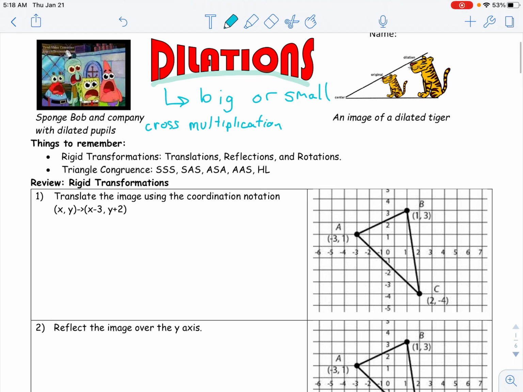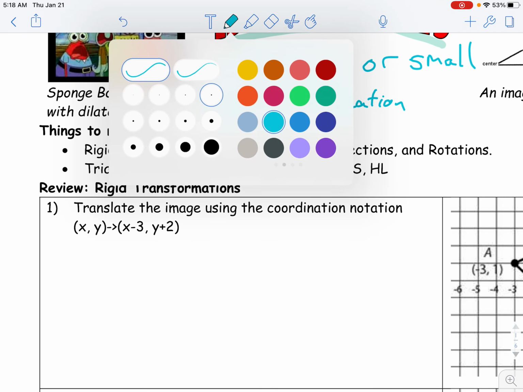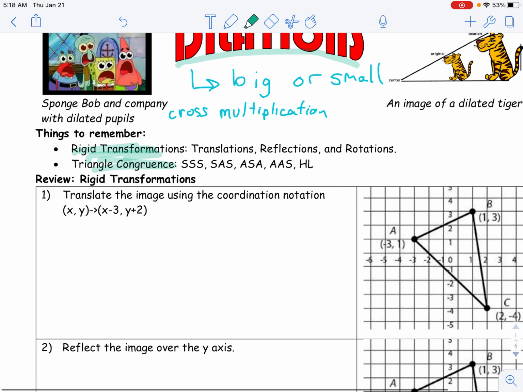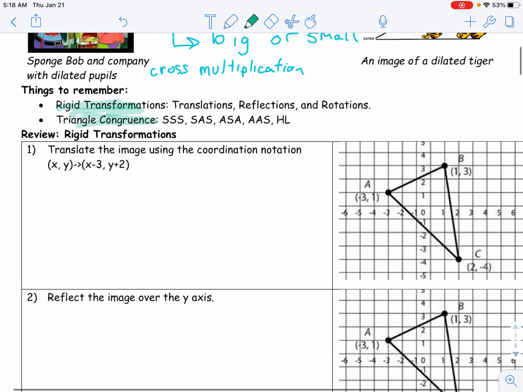Alright, so we're going to be doing dilations, but before we start into the new stuff, let's relate this to stuff we've already been doing. So remember, we had rigid transformations: translations, reflections, rotations. We had triangle congruence: side, side, side, side, angle, side, angle, angle, side, HL. So we're going to be taking that stuff, building upon it, and making it a little bit different. Alright, so just to warm up.